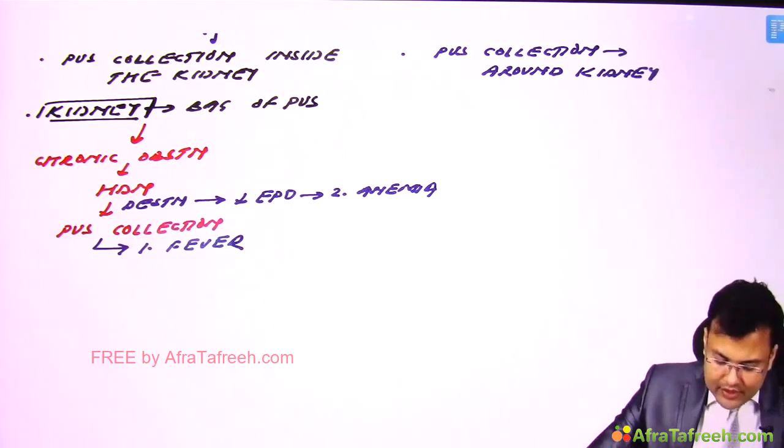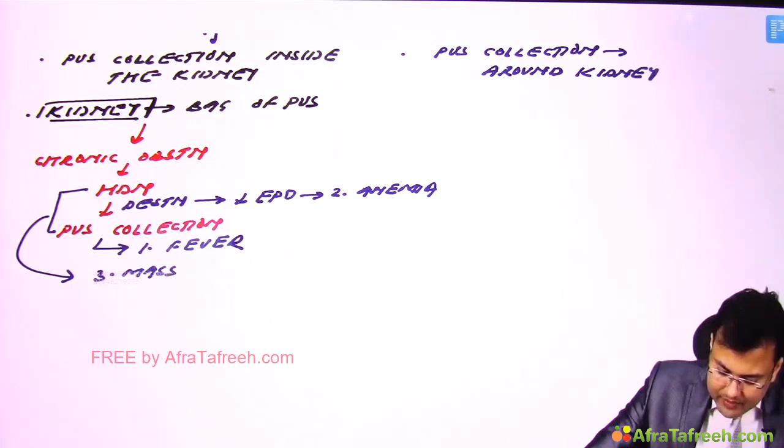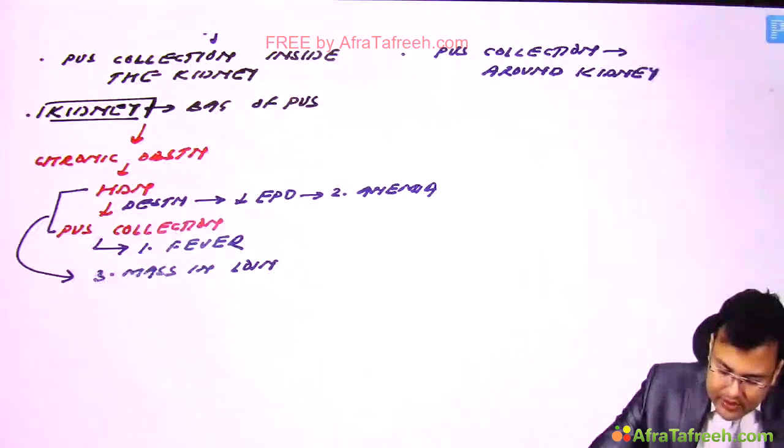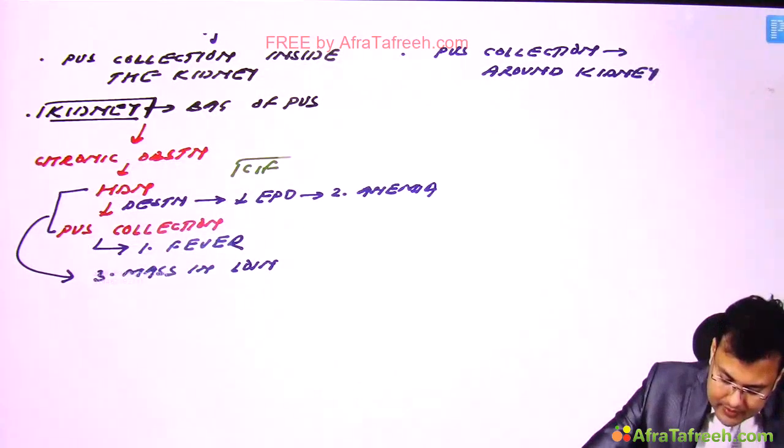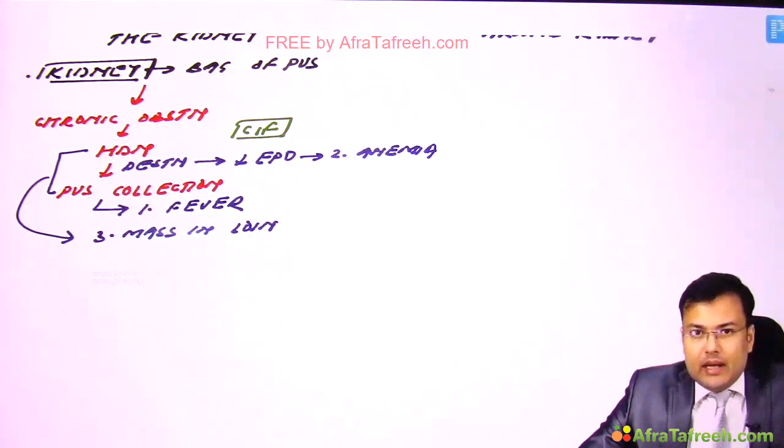And because of hydronephrosis and pus collection, what's the third problem? These patients have mass in loin. So there is a palpable mass in loin. Clear? So these are the clinical features. So what are the clinical features? Fever, anemia and mass in loin.